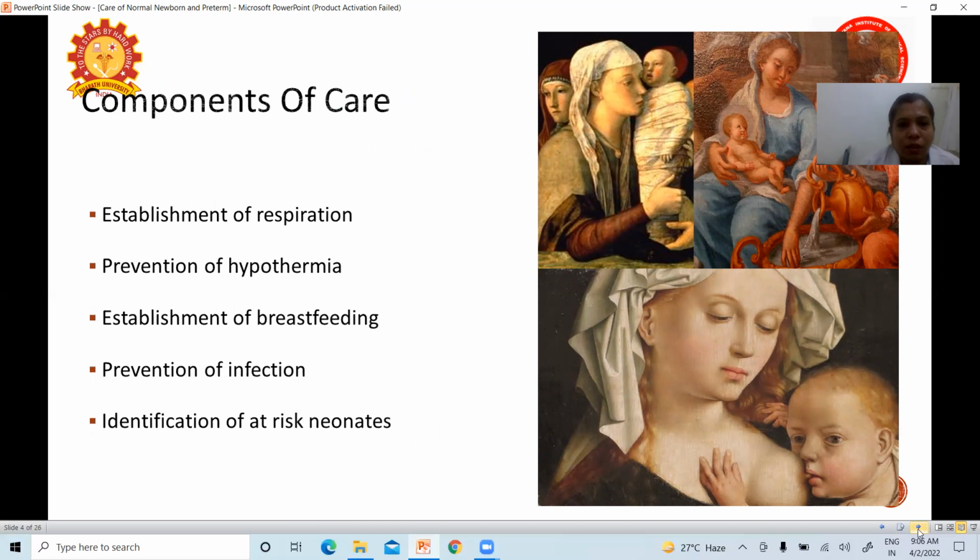Now, starting with, what are the components of care? Soon after birth, establishment of respiration, breathing, and crying is the most important thing, which is going to affect the baby's long-term outcome. So establishment of respiration is the utmost important thing in neonatal life. Then after birth, prevention of hypothermia, establishment of breastfeeding, prevention of any kind of hospital-acquired or community-acquired infections, and early identification and early intervention of the neonates who are at risk. So these are the important components of care.